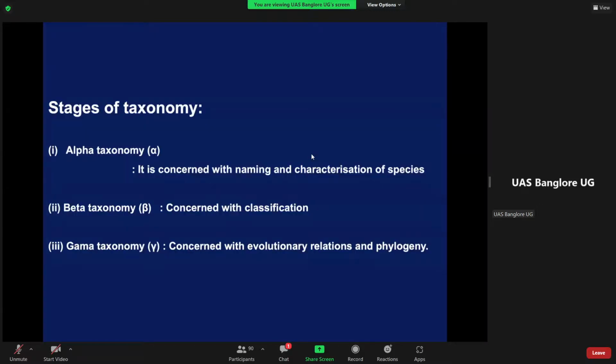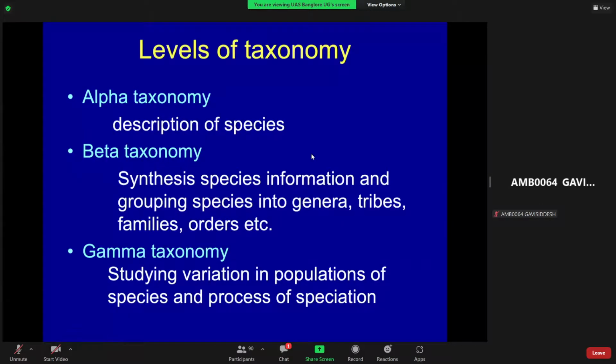Okay, till here you are clear. But coming to taxonomy, taxonomy is nothing but naming of species. Okay, there are again 3 stages or 3 levels of taxonomy. So one is alpha taxonomy, beta, and gamma.